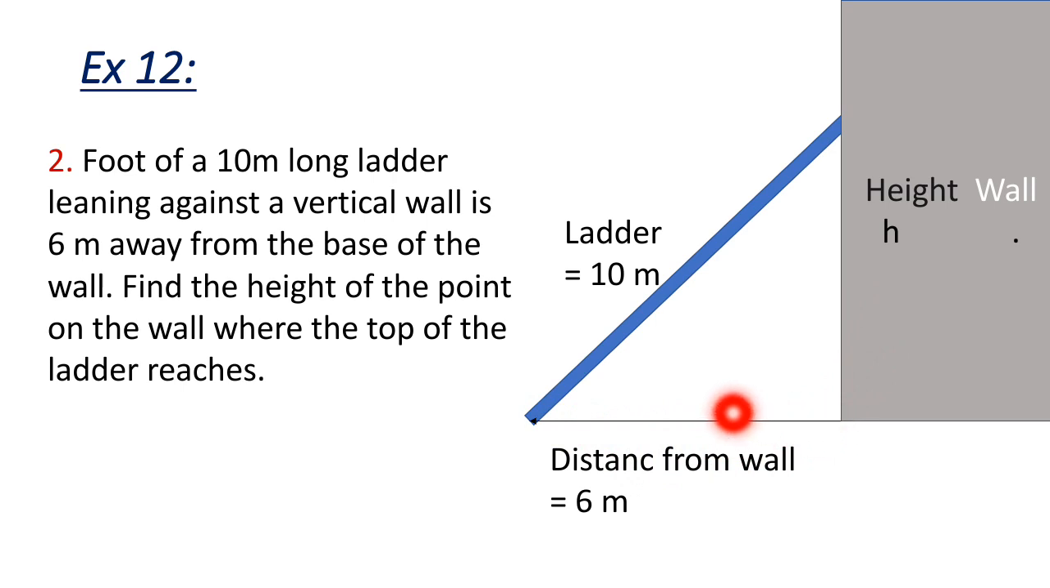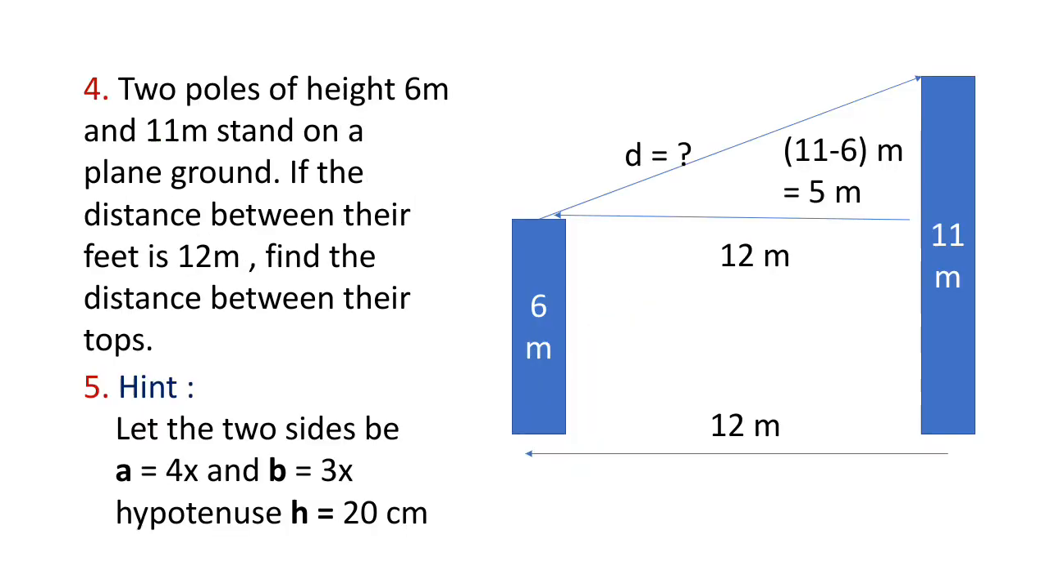So we have the lengths, like this one is the hypotenuse. If this one is considered as a right angle triangle, this one is the hypotenuse and this one is one of the sides. So we have to find out this side. So we can take h square plus 6 square is equal to 10 square, and we can solve and get the answer.